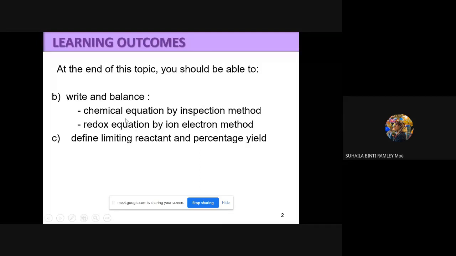Chemical equation yang biasa-biasa, yang without charge semua tu. So redox equation yang ada charge. So kita akan write and balance. And another one, define limiting reactant. Yang ni hari ni tak sempat lah, nanti kita continue. Okay, kita tengok untuk equation dulu.